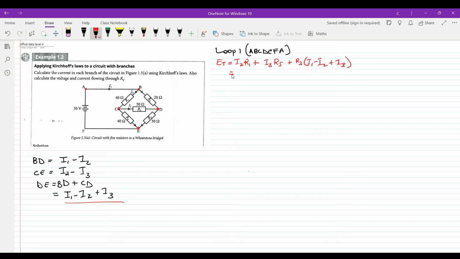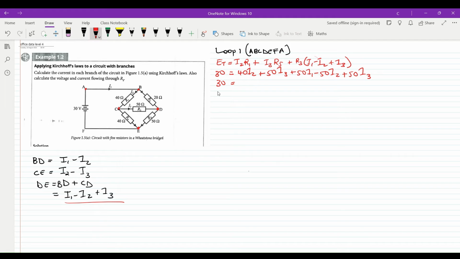Let us now substitute the values. The value of our ET is 30. We don't have the value of I2, but we do have the value of R1, which is 40. We're going to put it as I2. We don't have the value of I3, but we do have the value of R5, which is 50. In this case, we are supposed to multiply in like that. So I'm going to just write it as 50 I1, 50 I2, 50 I3. If you do that mathematically, it will prove that our step is very correct.